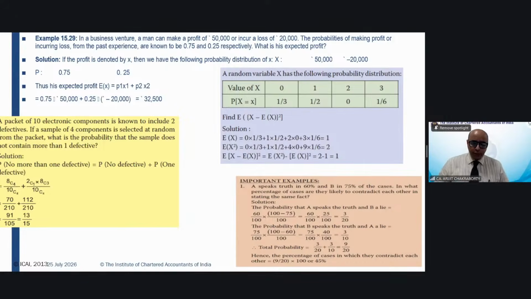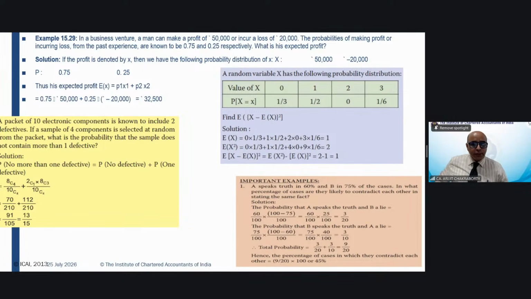The probability of A speaking the truth is 60%. That means the probability of A speaking the truth we can write as 60 by 100. Probability of B speaking the truth is 75%. That means 75 by 100. The question is, in what percentage of cases they will contradict each other? That means if A speaks the truth, B will lie. B will not speak the truth. Only then they will contradict. And when B speaks the truth, A will speak the lie. Please try to understand. Only in this scenario, they will contradict each other.